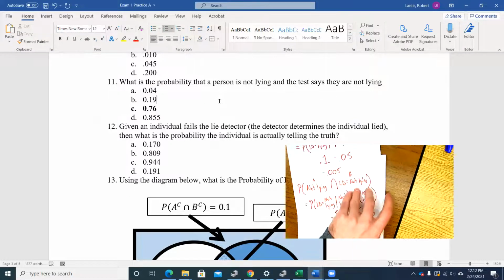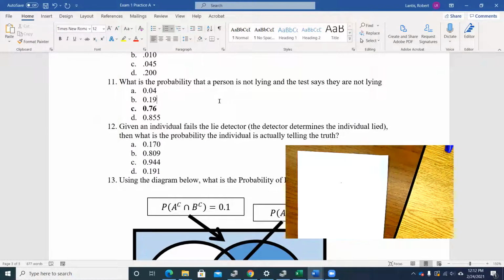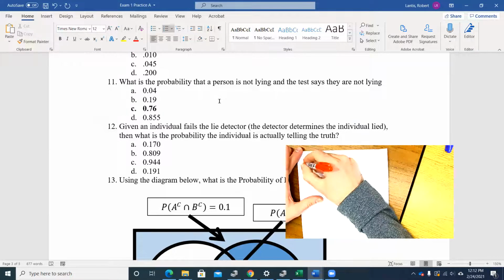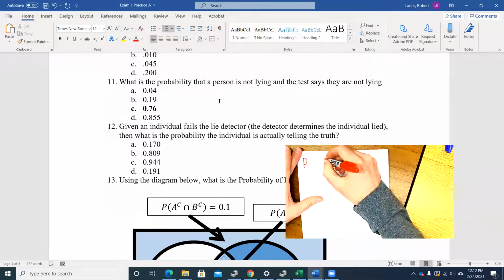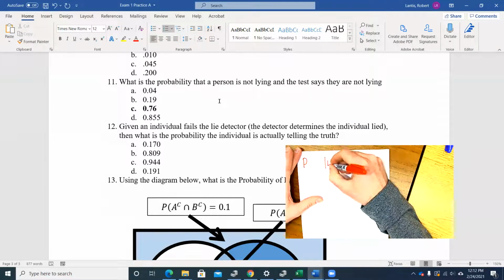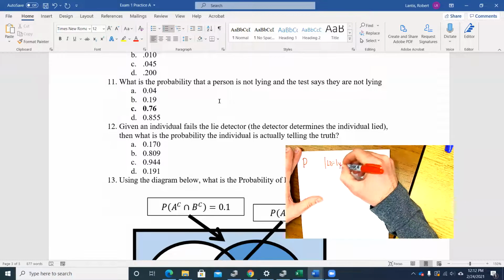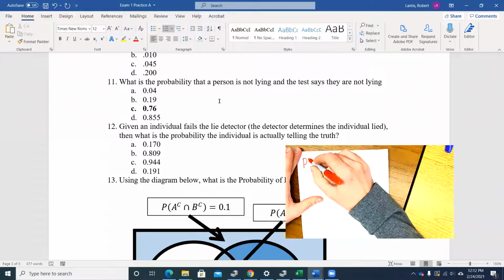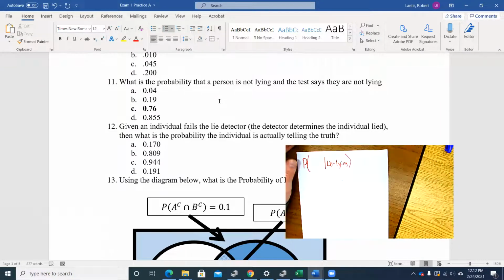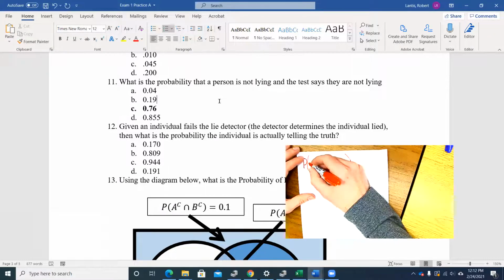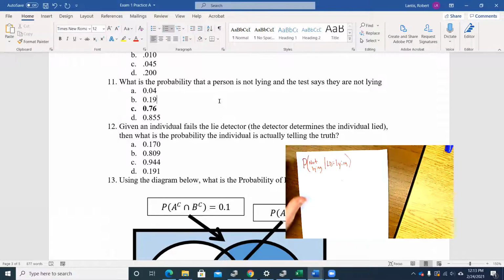The next one's going to be a little bit more difficult. Right? The next one says, given that an individual fails the lie detector test, or basically it's saying that they're lying. So right away, what we're going to write out is, given that the lie detector test shows that someone is lying, right? That's kind of what we're told there. Then what's the probability the individual is actually telling the truth? So what's the probability that they're actually not lying here?